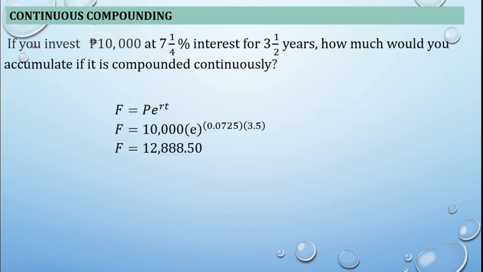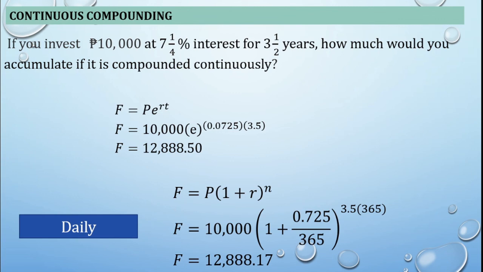Let us explore how continuous compounding compares with daily compounding. For continuous compounding, we have F is equal to 12,888.50, while for daily compounding, we have 12,888.17. Although the principal amount of 10,000 is compounded continuously, as compared to daily compounding, it only gives a slight difference, which is equivalent to 33 cents.